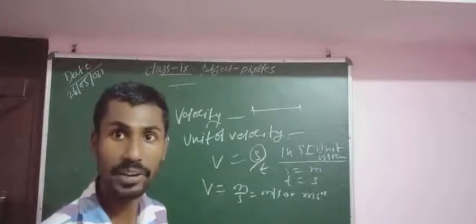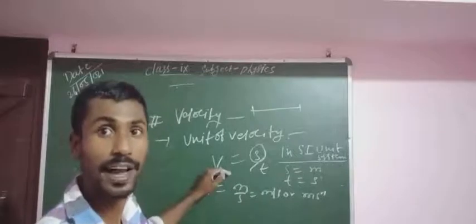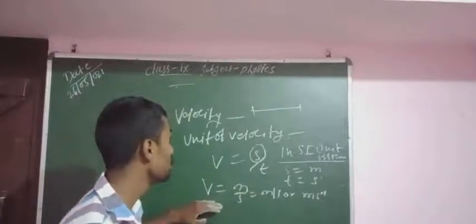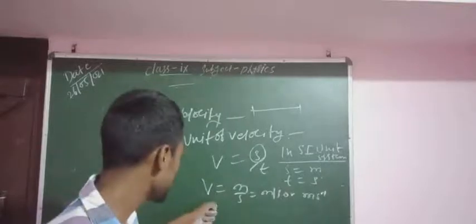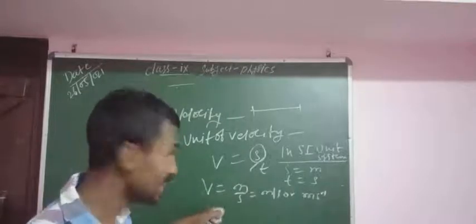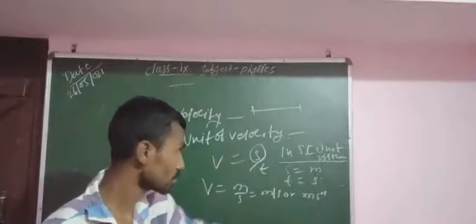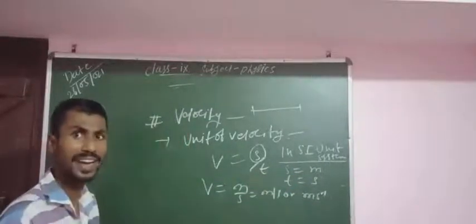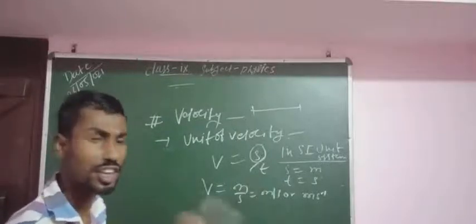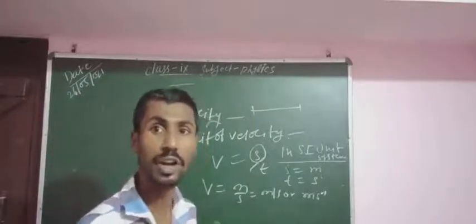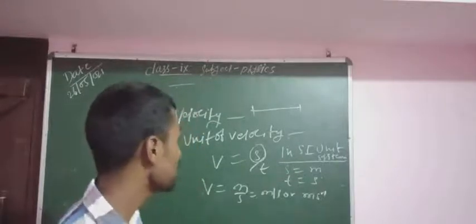Speed is a scalar quantity. Velocity is a vector quantity. Speed has only magnitude, but velocity has magnitude as well as direction. Basically, the unit of velocity is meter per second in SI. The bigger unit of velocity may be written as kilometer per hour, and the smaller unit of velocity may be written as centimeter per second, maybe in CGS.